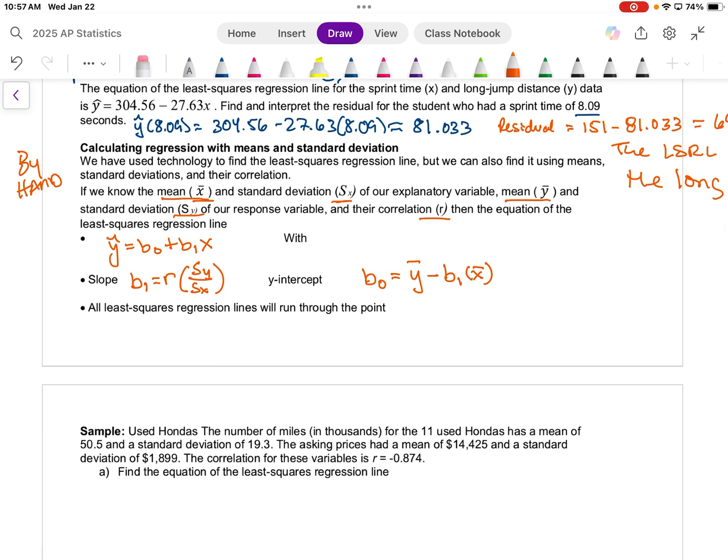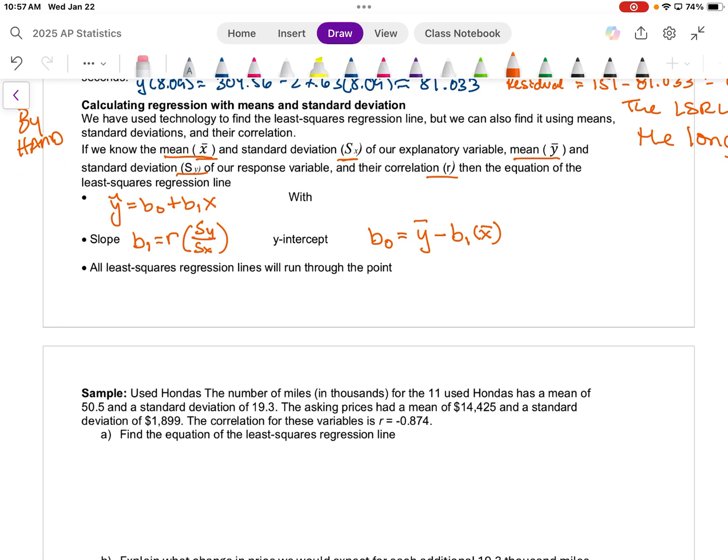Again, we're going to get a chance to practice that by hand in a minute, because that will show up on the AP exam in a free response, or as a subpart, or a multiple choice question. Now, all least squares regression lines will go through the point x bar, y bar. All regression lines will go through the ordered pair of the x mean, comma, the y mean.